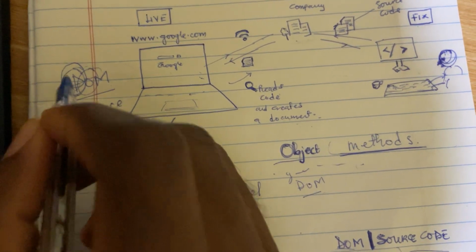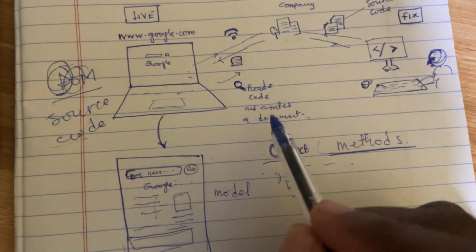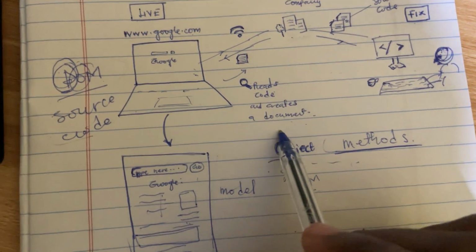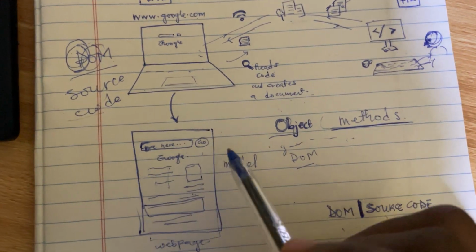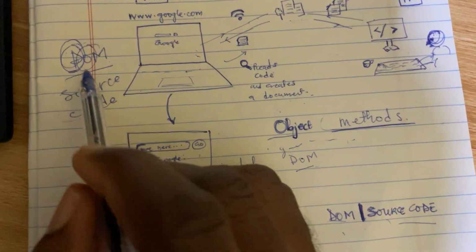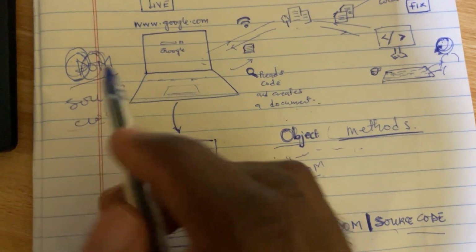Okay, the browser creates what? A document. Now when the browser creates that document, it becomes what? An object in the browser. It becomes an object in the browser's memory. So we've covered the O too.